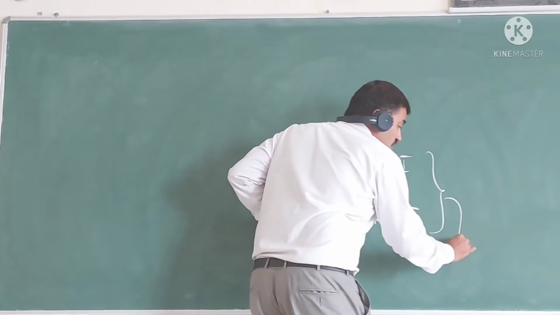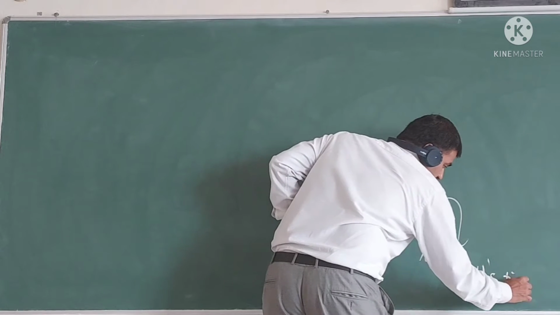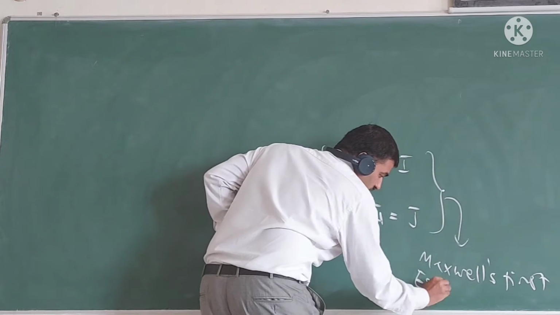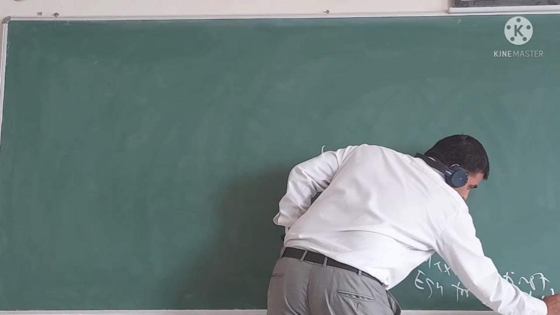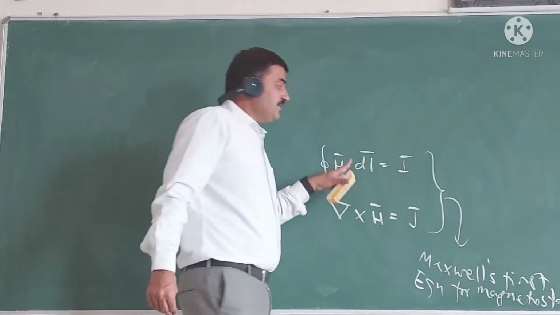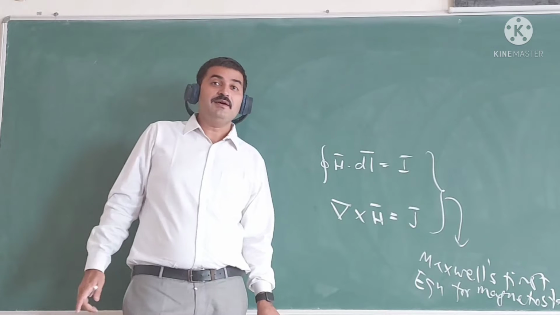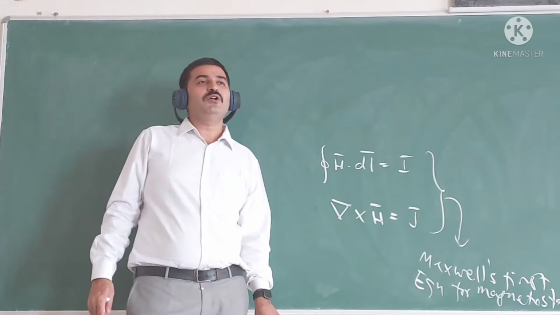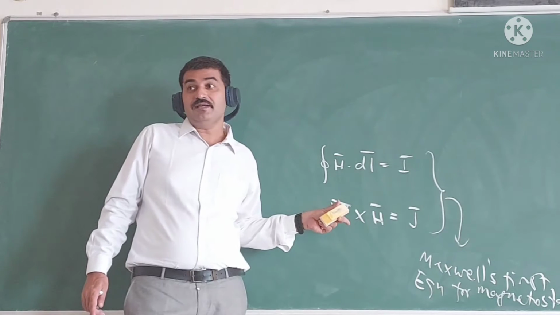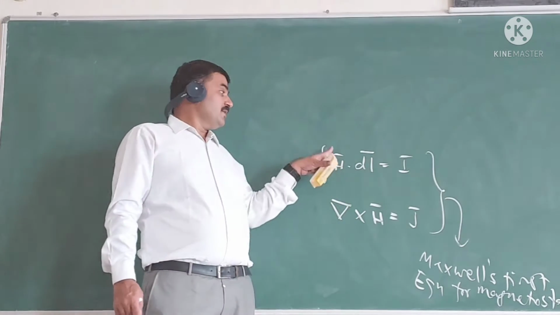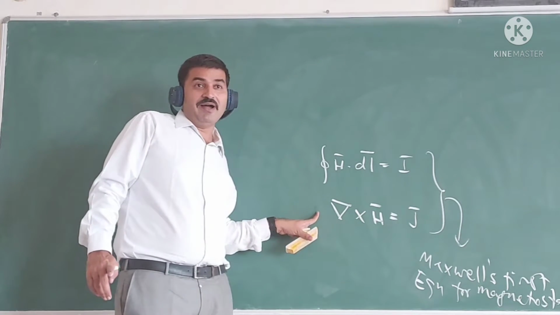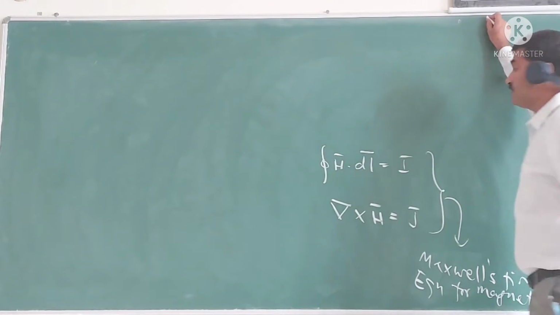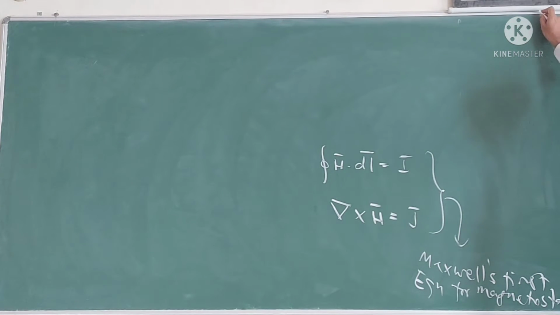And this leads to Maxwell's first equation for magnetostatics. And one more Maxwell equation we need to derive for magnetostatics. These two equations together are called Ampere circuital law. This is the integral form, and this is the point form. Up to this point, is it visible? Yes.